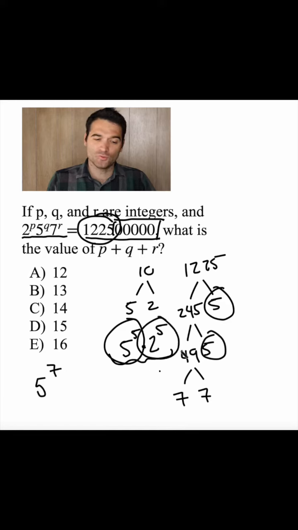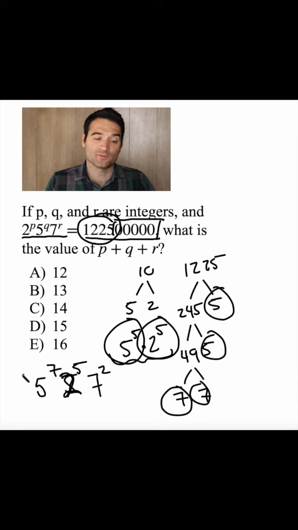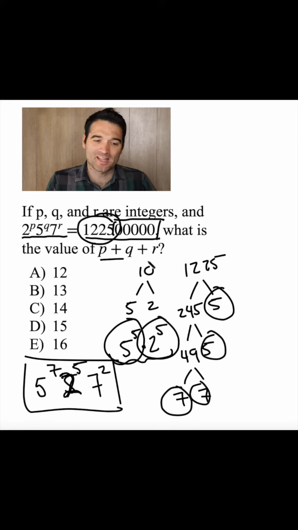We have 5 2's and no other 2's. 2 to the power of 5. There we go. And we have two 7's, so 7 to the power of 2. So this number is what we're looking for. And of course, there's this last little step. We want to add p, q, and r together. We want to add the exponents. That's 7 plus 5 plus 2 makes 14.